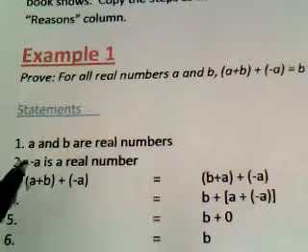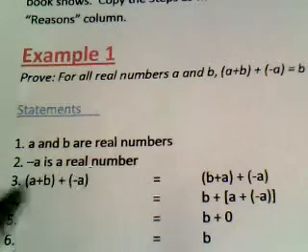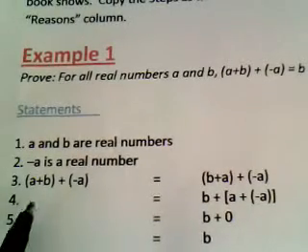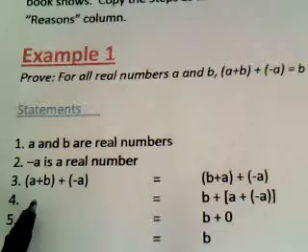Okay, number 2 is negative A is a real number, and that's sort of like saying, yeah, Ronnie's our son, and yes, he's in the 8th grade. So it sort of clarifies things more. And then we get to number 3, which is the start of the formal proof.